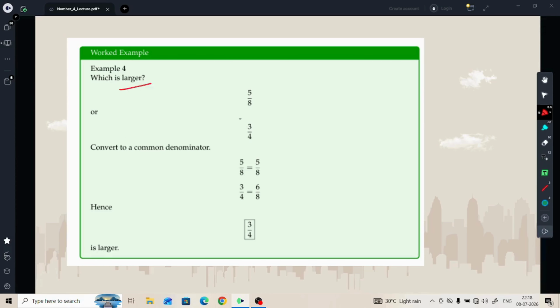Now, which is larger, 5 by 8 or 3 by 4? So again, you can see that the denominators are different over here. So we should make the denominators the same first. So 5 by 8, we can keep as it is because it has the bigger denominator, and we can make 4 into 8. For that, we need to multiply by 2 in both numerator and denominator, and we'll be getting 6 by 8. So we can see that 6 by 8 is definitely greater than 5 by 8. As the denominator is the same, we can just compare with the help of the numerators. Since 6 is greater than 5, the second fraction is definitely greater than the first fraction. And that's how we can do other things over here.